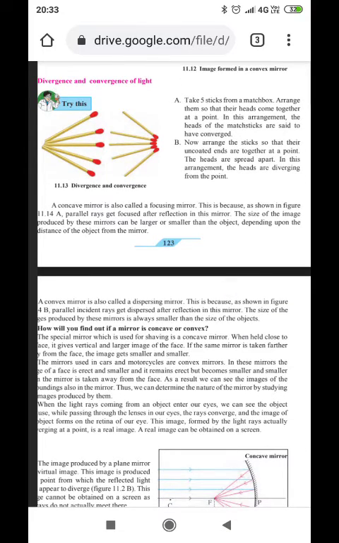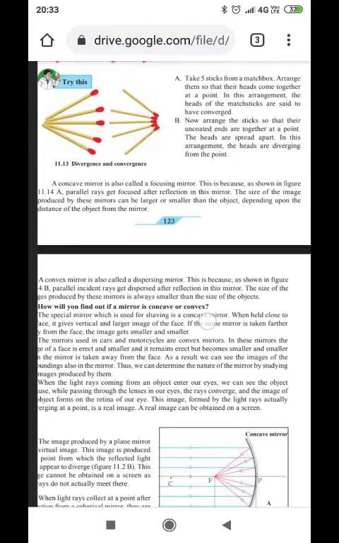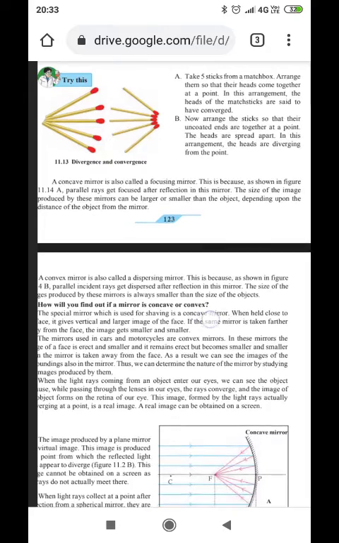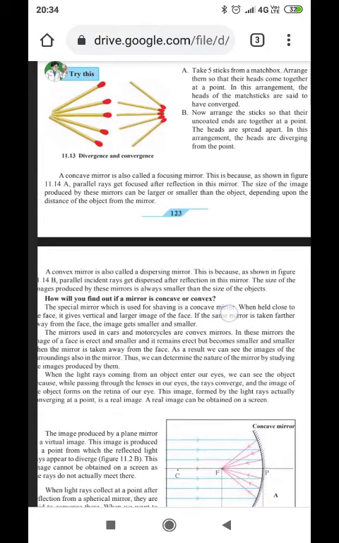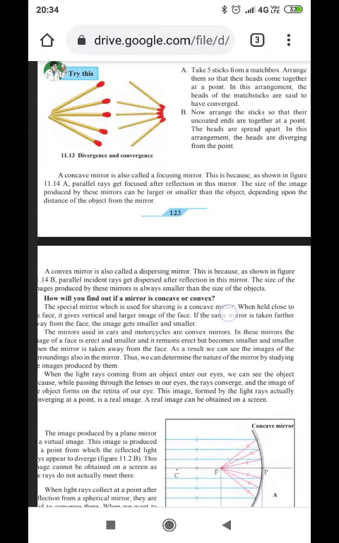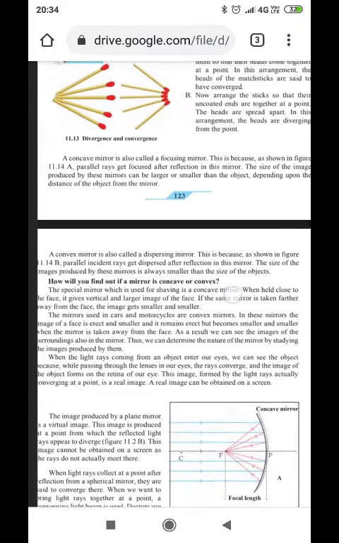Now, concave mirror is also called as focusing mirror. This is because, as shown in the figure, the parallel rays of light get focused after reflection in this mirror. The size of the image produced in this mirror can be larger or smaller than the object depending upon the distance of the object from the mirror.